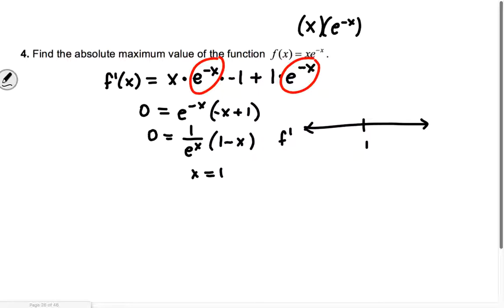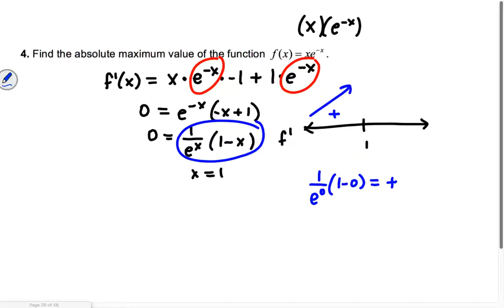So if I plug in 0 into here, I get 1 over e to the 0 times 1 minus 0. What's e to the 0? 1. So I have 1 over 1 times 1. That's a positive number, right? That's all I worry about, if it's positive or negative. So that means f prime is positive when I'm on the left side of 1, which means f is going upwards.